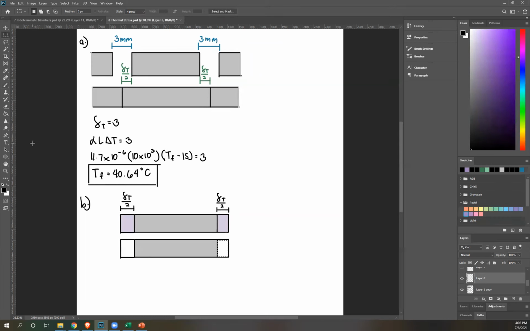So from this position, it's gonna go back to this. This is due to applied loads at each end. So this is now how much it deformed due to an applied load. So delta P over 2, delta P over 2.